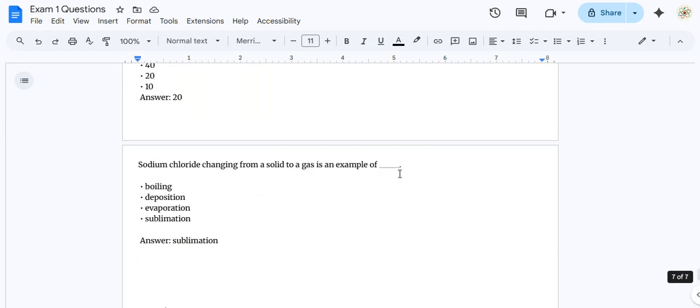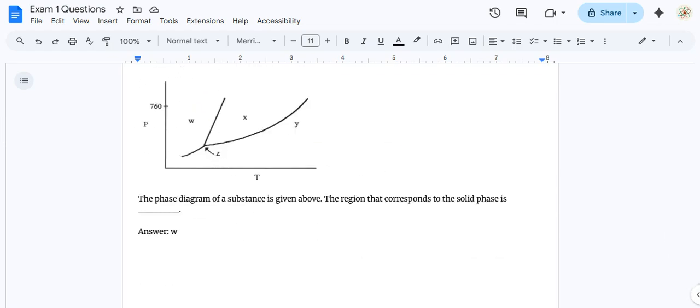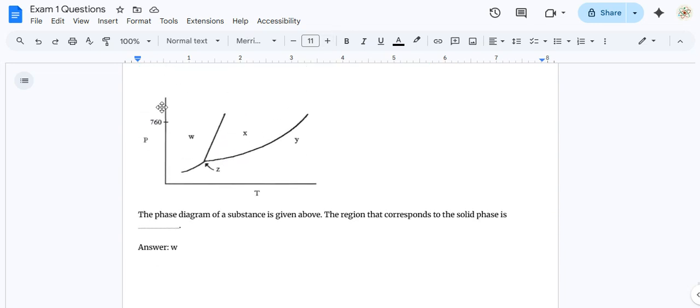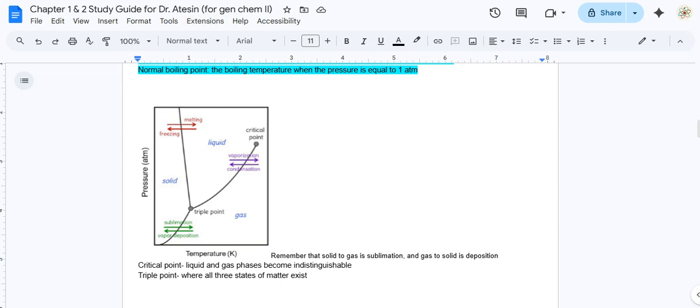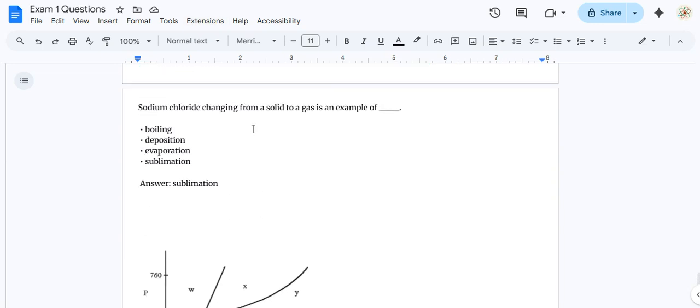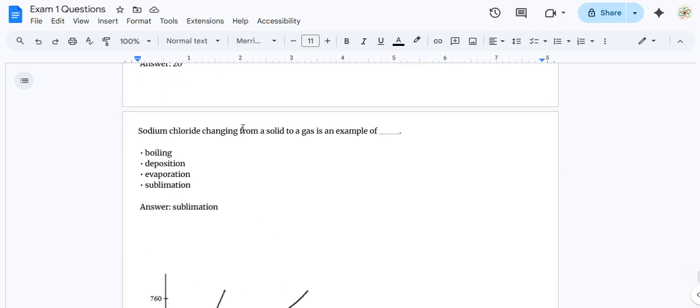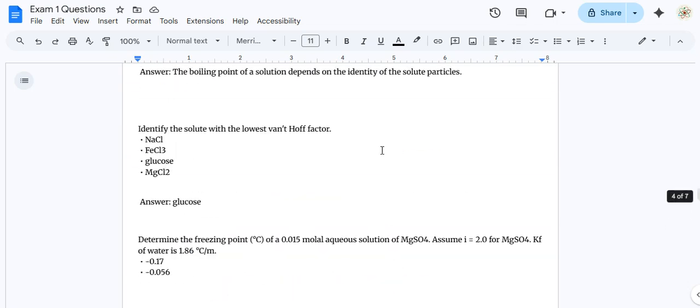So we can answer these two questions with it. This is pretty self-explanatory. This would be solid, and when something changes from solid to a gas, it's sublimation.